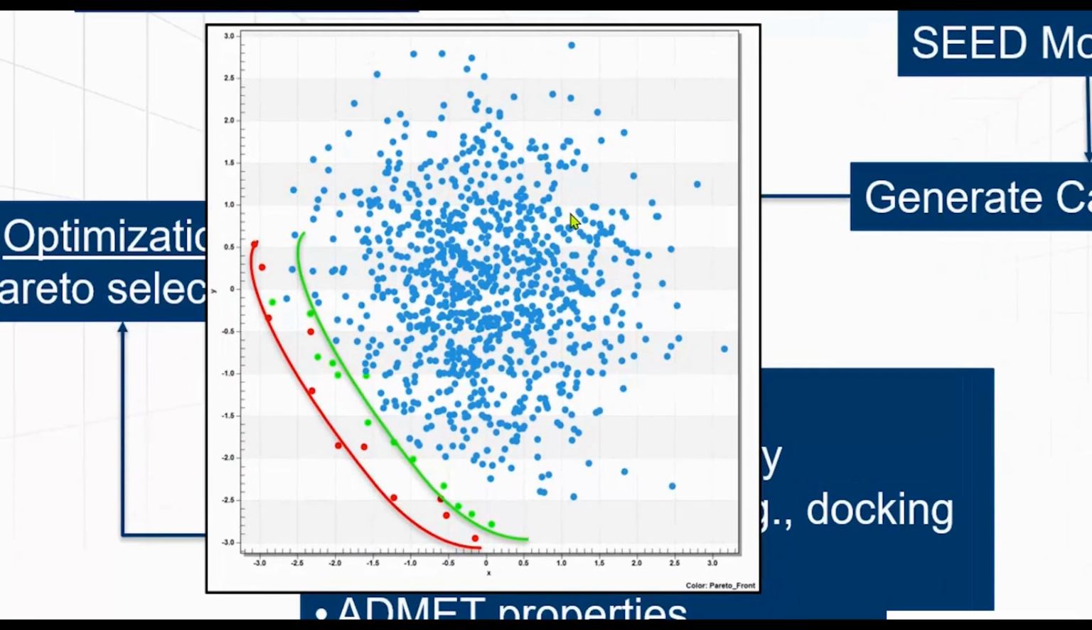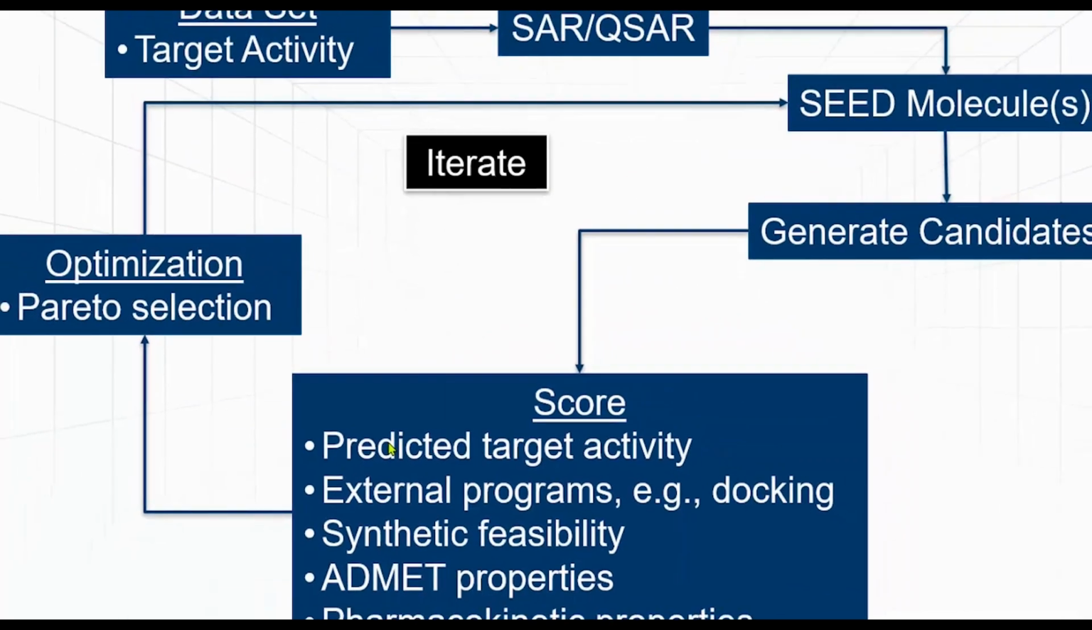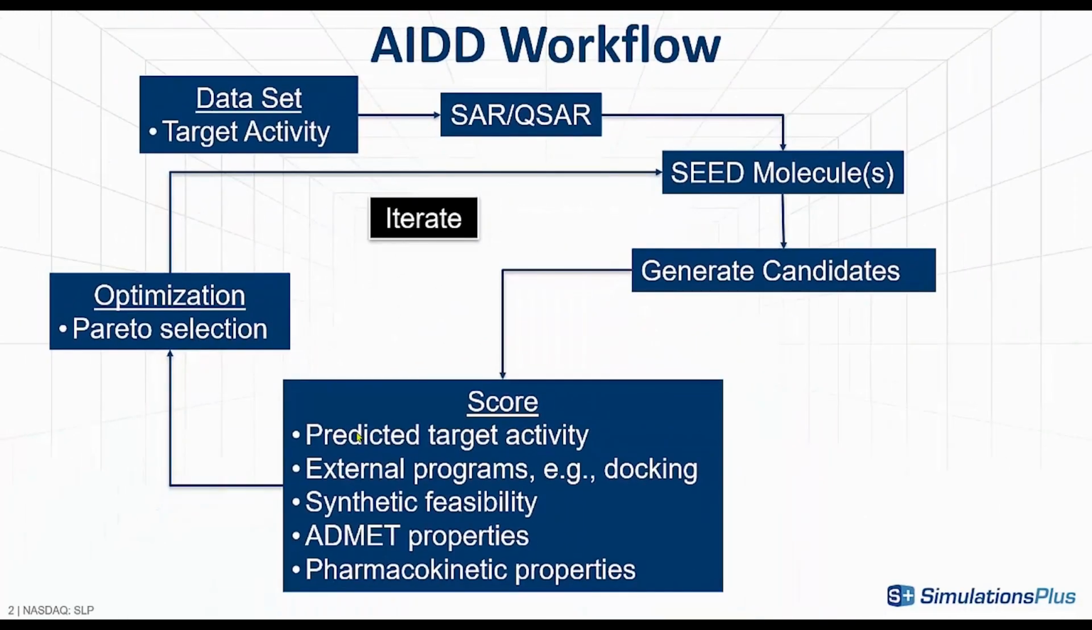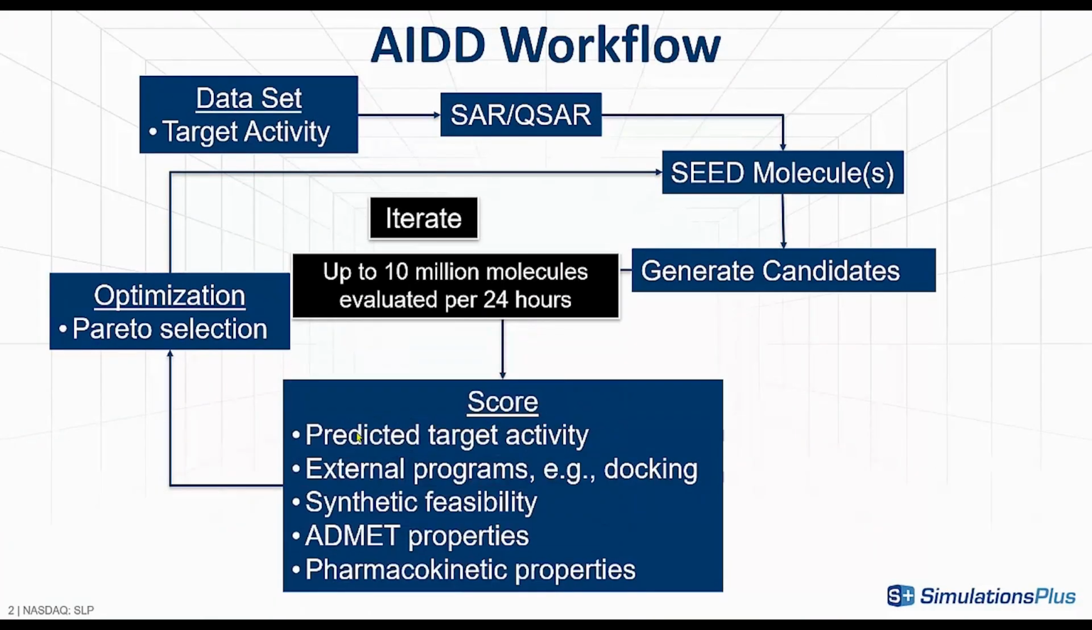So here we simply have two objectives that we're trying to optimize, X and Y, and the lower the value, the better. This red curve represents the compounds at the Pareto front, the first Pareto front. If you need to select more compounds, we would eliminate these and then perform the selection on the rest of the molecules. And this would be this green line here. Then we iterate. So we generate more seed molecules, score them, etc. The program is optimized so that it can generate up to 10 million molecules per 24 hours.